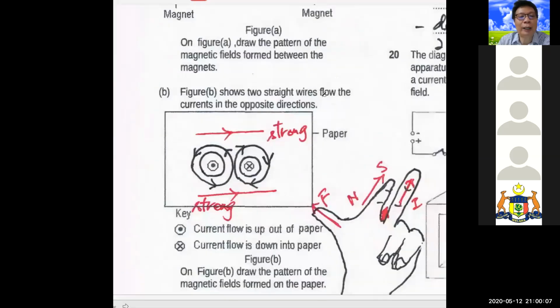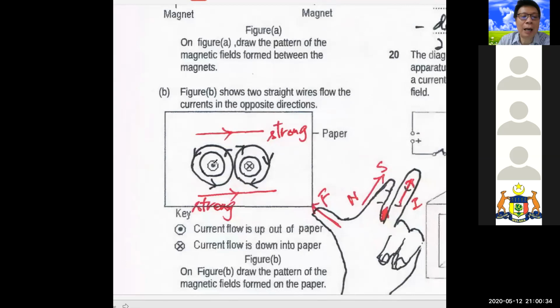The figure shows two straight wires with current flowing in opposite directions. Opposite directions. Do you all know that when this is a dot, it means the current is coming out from the paper? And when this is an X, the X shows that the current flows into the paper.